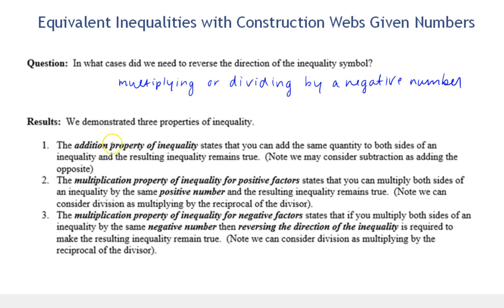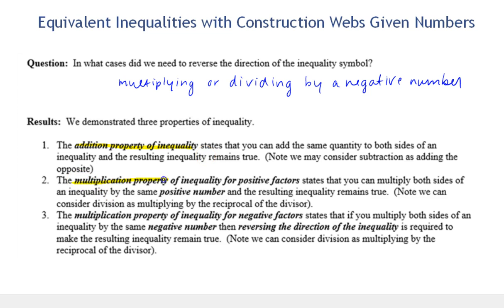The addition property of inequality states that you can add the same quantity to both sides of an inequality, and the resulting inequality remains true. So for addition or subtraction, no matter whether the numbers are positive or negative, just like with an equation, you can add or subtract a number from both sides, and it's still a true statement.